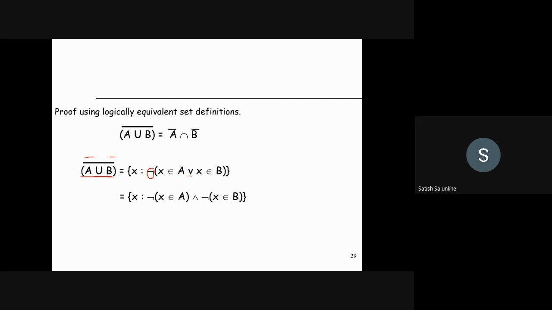Negation of x belongs to A means what? X belongs to A complement. Negation of x belongs to B means what? X belongs to B complement, and the and operator will remain as it is. So x belongs to A bar. In shortcut it is called A bar in logic, or sometimes in set theory it is called the complement. So x belongs to complement of A and x belongs to complement of B, and this is equivalent to set A complement intersection set B complement. So basically this is using the logical equivalent set definition.